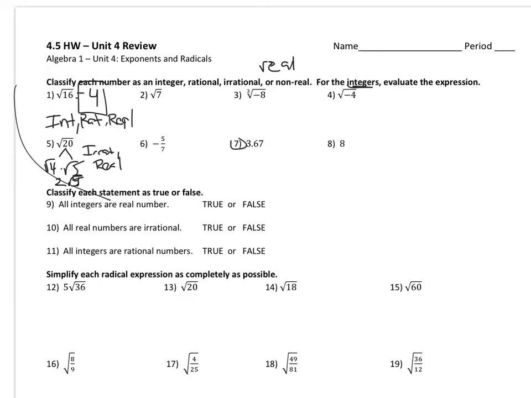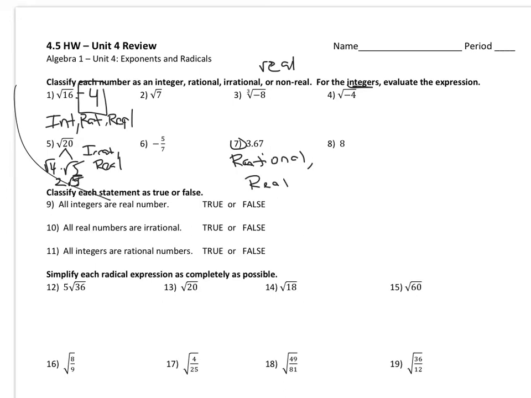Okay, let's take a look at one more over here, probably 3.67. Okay, so 3.67 is a decimal, but if you look in your table, decimals can be rational as long as they're not infinitely random decimals. Okay, so anything that can be written as a fraction is considered rational, and if it's rational, then it is also real.